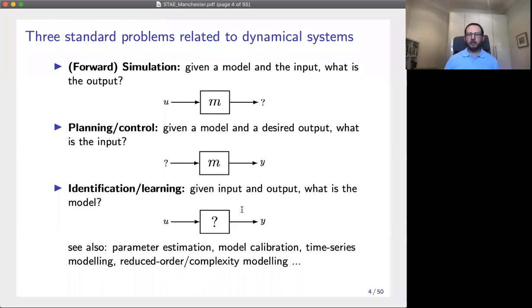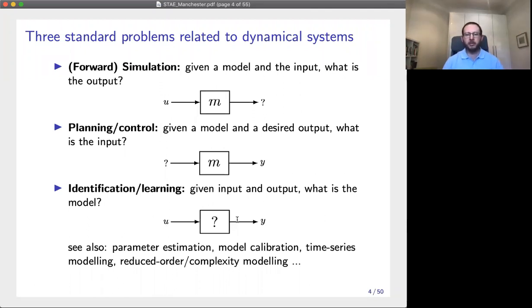And this goes under various names in different communities. You'll often find similar methods and ideas under different names. So in control, we often call it system identification. In machine learning, it's called learning of dynamical systems, which is essentially mathematically the same problem, but typically different example problems are of interest and different model structures are more common. Also things like parameter estimation, model calibration, time series modeling, reduced order modeling have similar mathematical problem statements. So this is the general problem we're looking at.